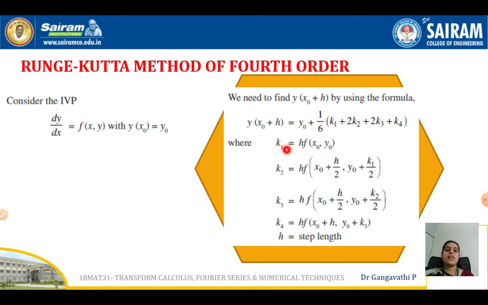k1 is h into f of x naught, y naught, and k2 is h into f of x naught plus h by 2 comma y naught plus k1 by 2, and k3 is h into f of x naught plus h by 2 comma y naught plus k2 by 2, and k4 here is h into f of x naught plus h comma y naught plus k3, and here h is the step length.